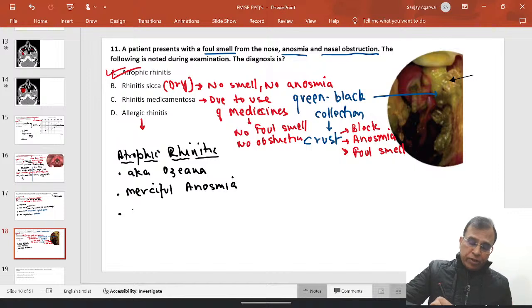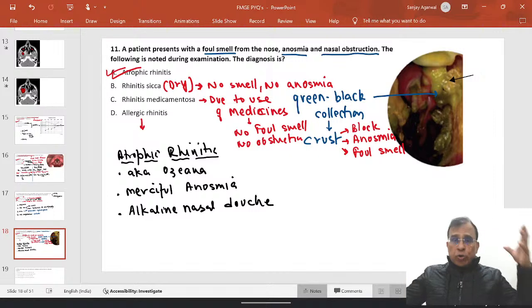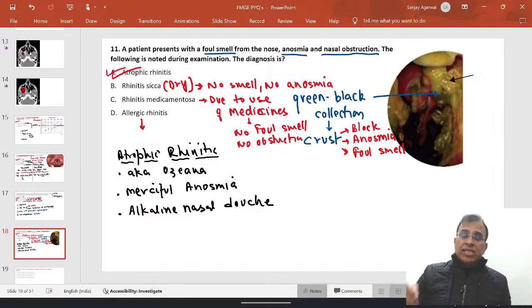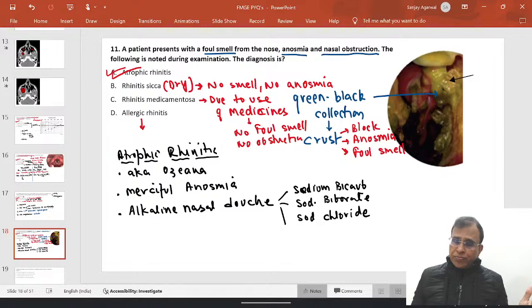And in the treatment, we use something called alkaline nasal douche. Douche is a Russian word. So those who have done MBBS in Russia or CIS countries will know douche means shower, cleaning of the nose from inside with alkaline solution. And the content of the alkaline solution is also sometimes an MCQ. It has 3 sodium salts. One is sodium bicarbonate, the other is sodium biborate, and the third one is sodium chloride. So when you mix these 3 salts of sodium in water, it becomes alkaline nasal solution, and if you clean the nose with it regularly, it becomes alkaline nasal douche, which is done for atrophic rhinitis. So these are some of the important points about atrophic rhinitis that you should remember for the exam.